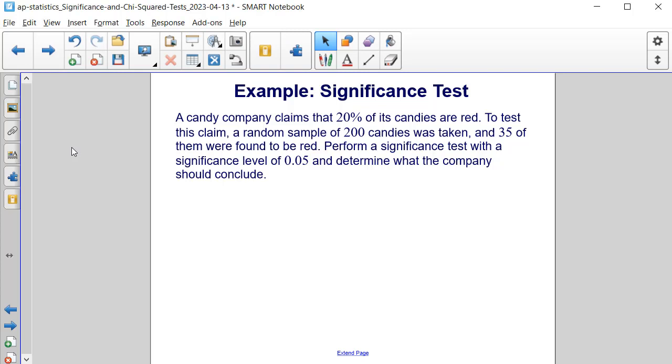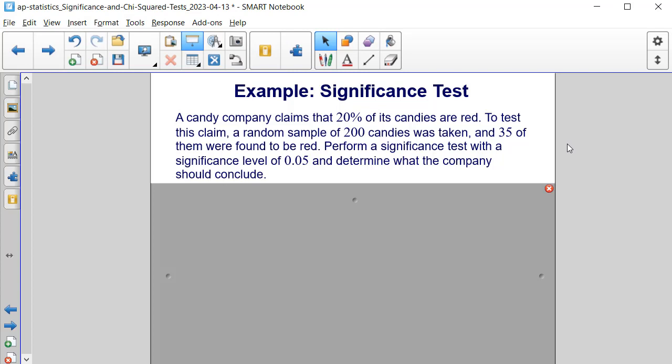Here's a significance test example. A candy company claims that 20% of its candies are red. To test this claim, a random sample of 200 candies was taken, and 35 of them were found to be red. Perform a significance test with a significance level of 0.05 or 5%, and determine what the company should conclude.